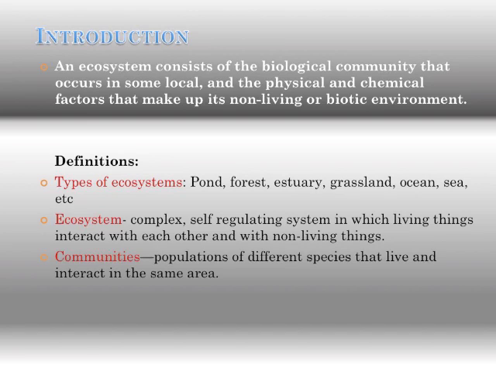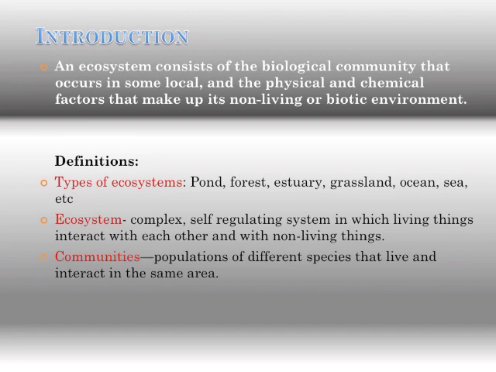In this podcast, we're talking about four components that make up elements of ecosystems: ecosystems come in communities, ecosystems come in all sizes, biomes, and also what the difference between an ecosystem and a biome is. Okay, so an ecosystem consists of the biological community that occurs in some locale and the physical and chemical factors that make up its non-living, abiotic environment.